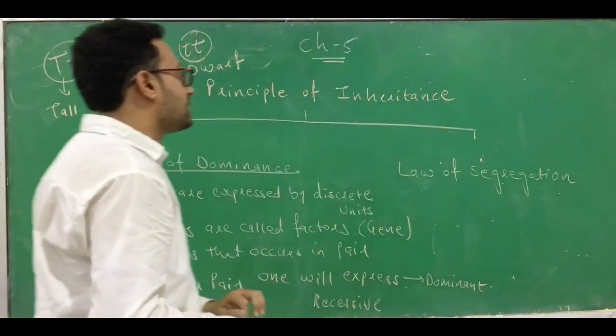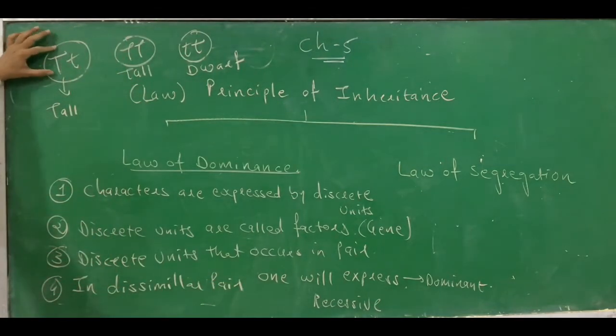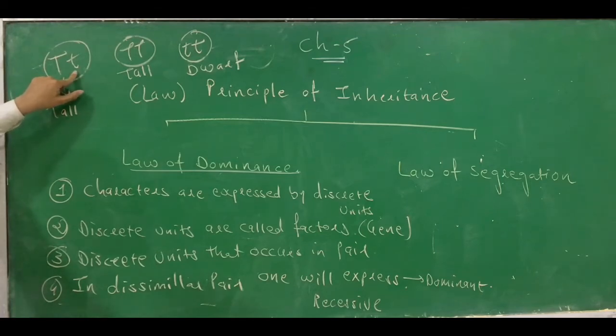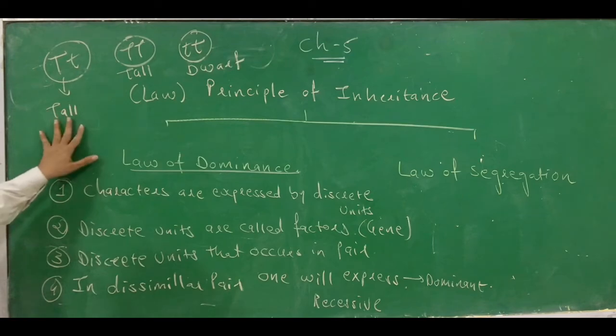Like here you can see capital T, small t. From that, which one expressed? Capital T expressed, so this is a dominant character. Which is not expressed in the presence of the dominant? This is small t. It is not expressed, so it is called a recessive character. Clear? So this is what happens in the case of a dissimilar pair.